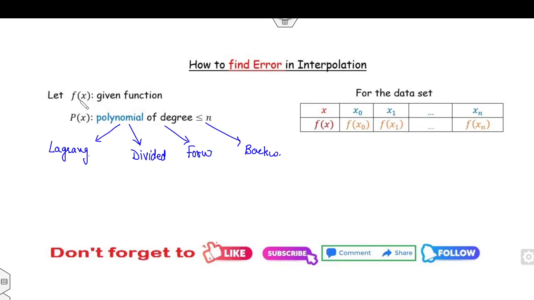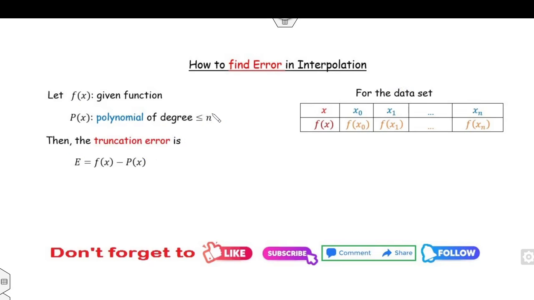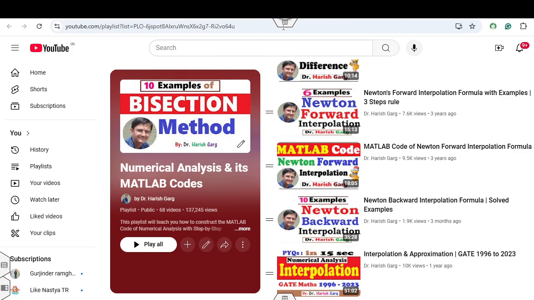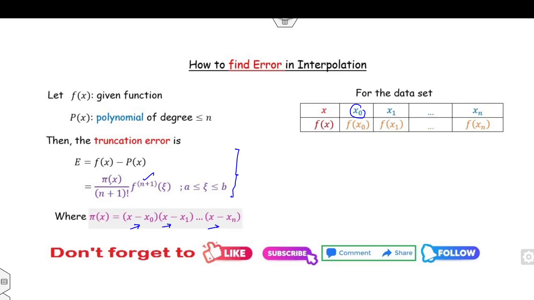Now you can see f(x) consists of n plus 1 data points. P(x) is a polynomial of degree at most n. If you subtract them, you will get the error, and that error will start from degree n plus 1. What is pi? I can define pi(x) as (x minus x0)(x minus x1)...(x minus xn). The proof of this result I am not explaining in this lecture. You can find the proof already available in my numerical analysis playlist.